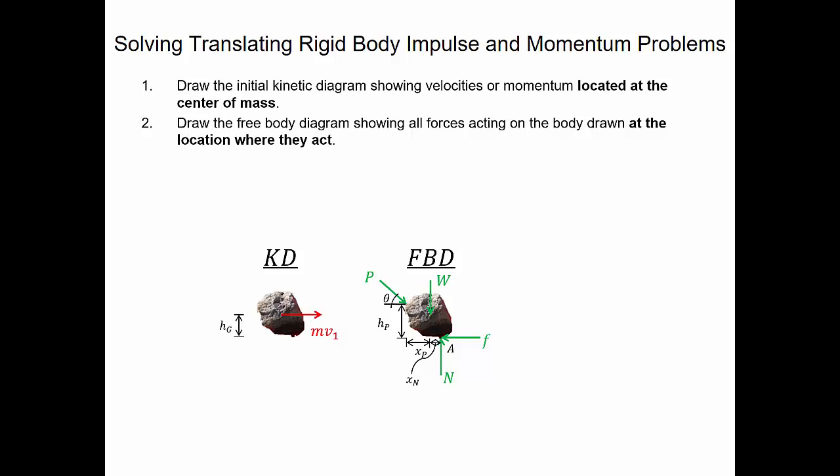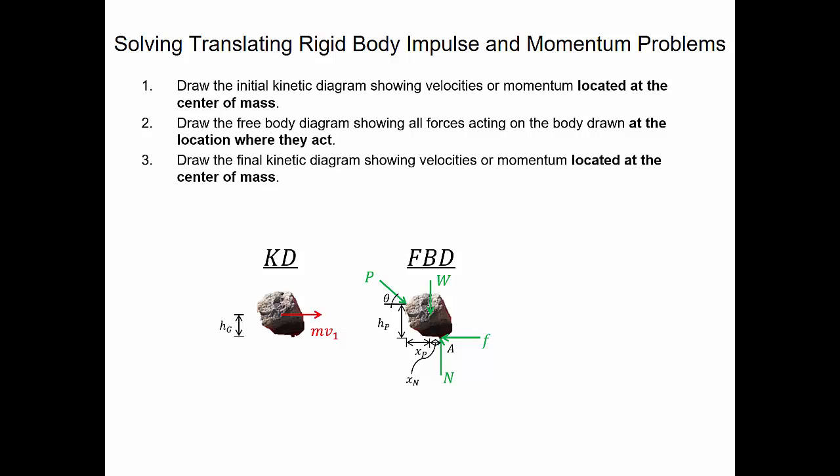We would have a weight that's applied at the center of mass, or the center of gravity. We would have a normal force that's some distance x_N off from our center of mass. And then we have a friction force occurring at the bottom of the object. Third, we want to draw the final kinetic diagram showing the velocities or the momentum located at the center of mass after the process is finished. So in this case, our final momentum would again be drawn at our center of gravity, and it would be mass times the velocity 2.